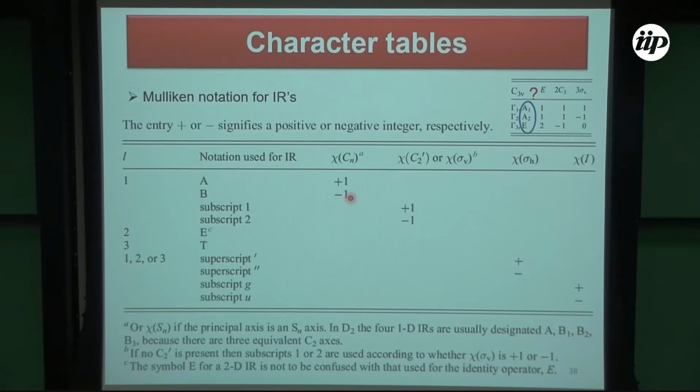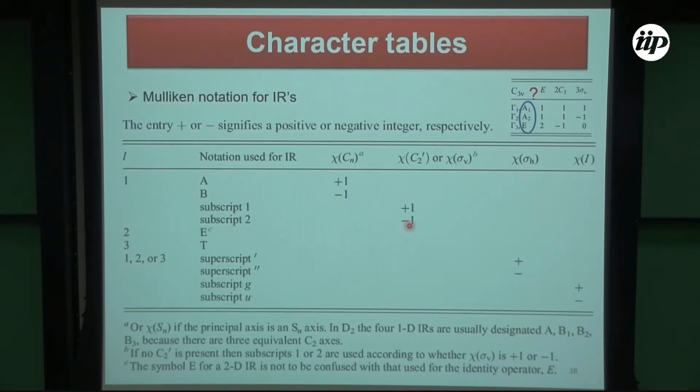Then it's B, okay? You can have the subscript 1 or subscript 2. So for example, you can have A1 or A2, or you can have B1 or B2. What's the difference? Okay, if you have the subscript 1, it's because it's symmetric for the next C2 axis or to the vertical mirror. So if it's symmetric over the vertical mirror, it's 1. If it's anti-symmetric upon this operation, it's minus 1. For example, B2, what's the B2? It's anti-symmetric over the highest rotation, and then anti-symmetric over the vertical mirror or the C2 rotation perpendicular to the highest rotation.